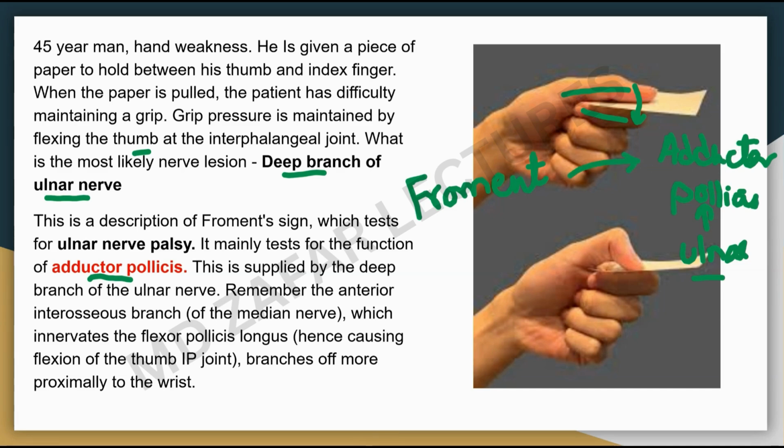So the next question scenario could be that adductor pollicis is tested by Froment's test, and in this scenario we have the adductor pollicis being supplied by the deep branch of the ulnar nerve. Now there is an important concept that there are two flexors. One is the flexor pollicis longus, and we have the flexor pollicis brevis. Flexor pollicis longus is supplied by the anterior interosseous nerve, whereas flexor pollicis brevis is supplied by the median nerve.